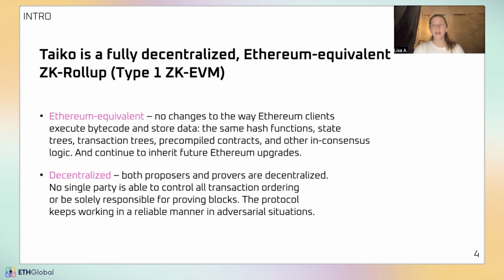And decentralized in the rollup context means that both proposers and provers are decentralized. That is, no single party is able to control all transaction ordering or be solely responsible for proving blocks.